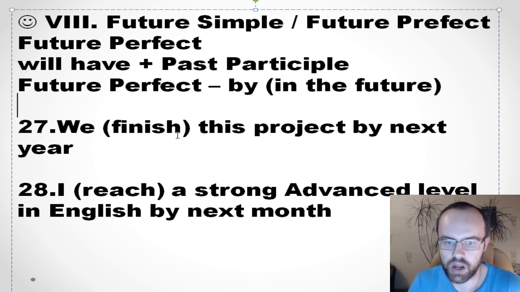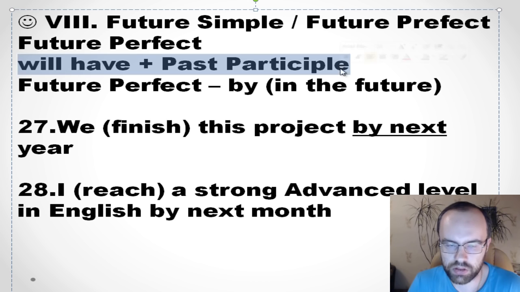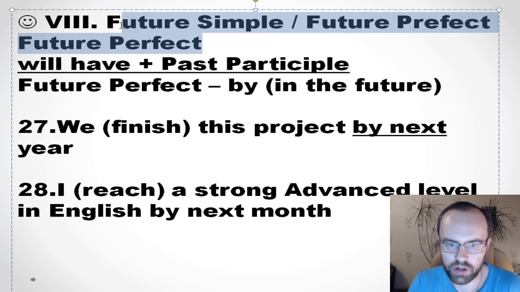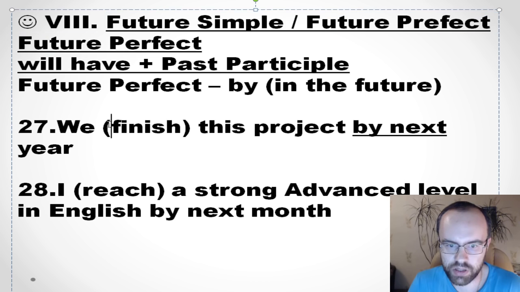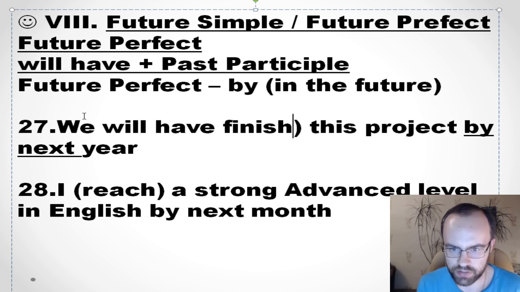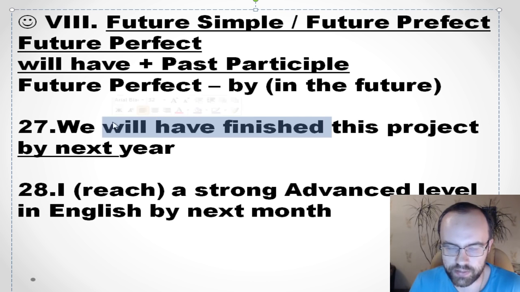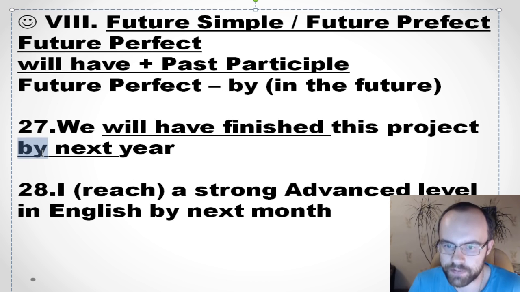Look, we finish this project by next year. So by next year, you know this rule, we'll have plus past participle, so we will have finished this project by next year. You can say we'll finish this project, but if you have by, you say we will have finished this project. It's a rule.